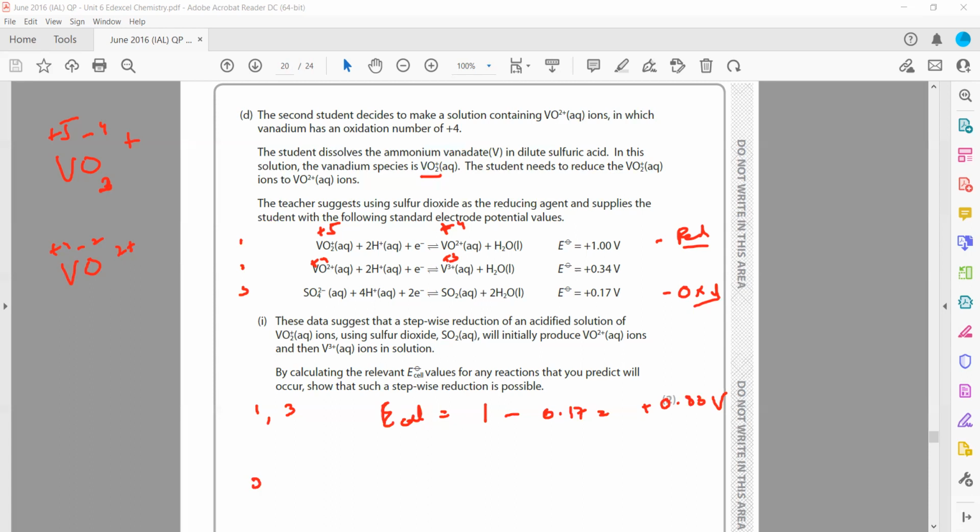And then what will happen? There will be a reaction between 2 and 3. So vanadium(IV) will convert to vanadium(III). How do we identify which one is oxidized? Again, the one with the higher potential is reduced. So the electrode potential of the cell will be 0.34 minus the oxidation 0.17, so it will be 0.17 volts. So both give positive answers. It means that both reactions are feasible. First, 5 will convert into 4 and 4 will convert into 3. Is this part clear?